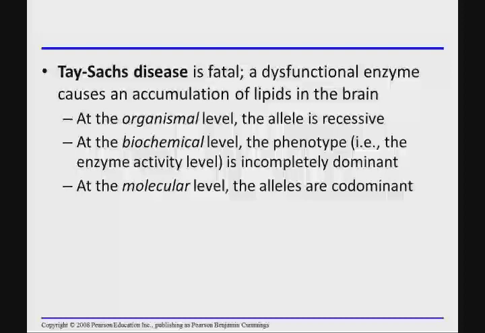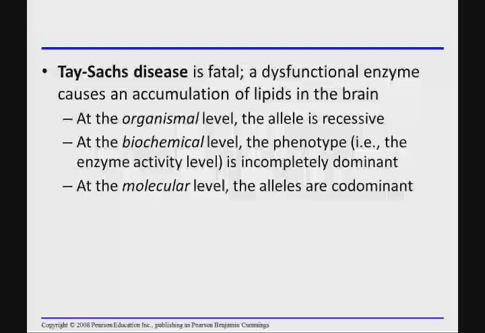On a biochemical level, the phenotype would be incompletely dominant, right? It means that the enzyme activity of that particular cell is going to be intermediate, between the normal level, if you had a homozygous normal version, and homozygous recessive, meaning you have very, very low enzyme level. So on a biochemical level, the phenotype is incompletely dominant.